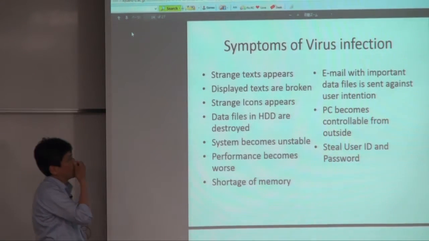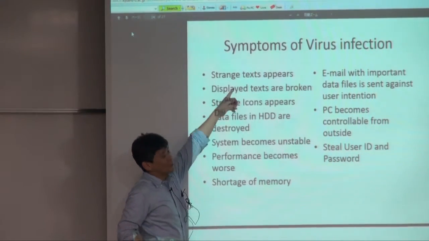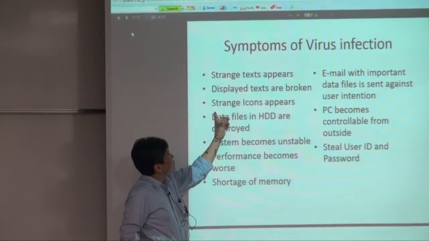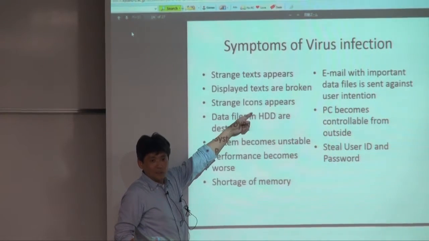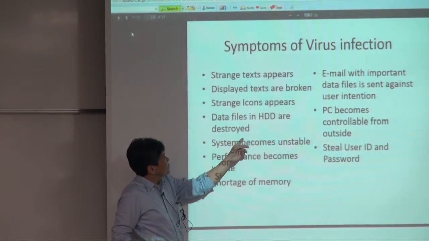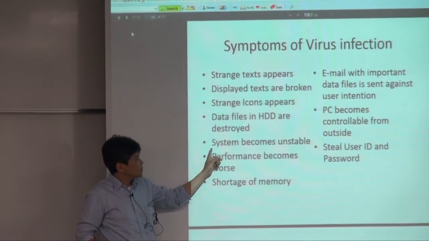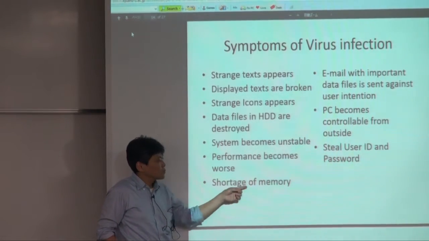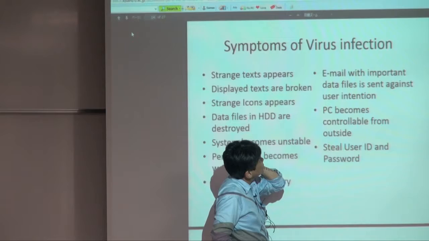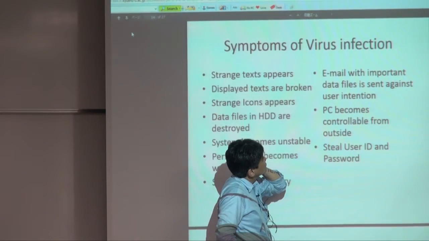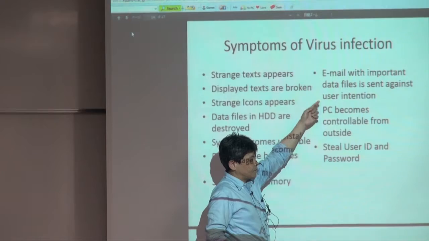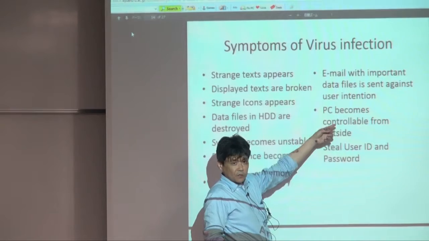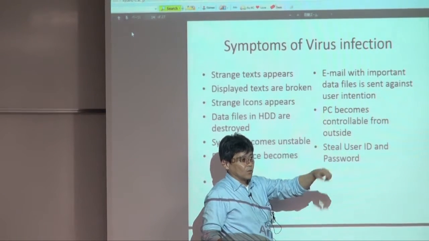So, symptoms of virus infection: strange text appears, display text is broken, or a strange icon appears suddenly, and data files will be destroyed. The system becomes unstable, performance becomes worse, and there is a shortage of memory. Also, the virus software automatically sends an email that includes your important information to the bad persons, the owner persons, okay?